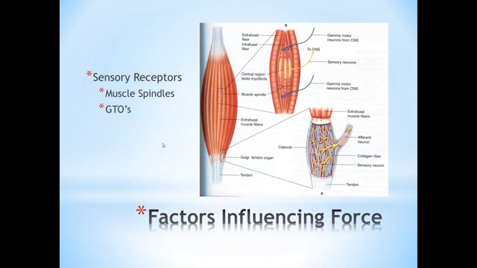Now the other thing that's really important that will influence force is receptors. And we have a lot of receptors, and I'm going to talk about receptors individually when we start talking about the hip and specific movements that occur in the hip. But there's a couple I want to talk about first, and those are sensory receptors, both muscle spindles and Golgi tendon organs, GTOs.